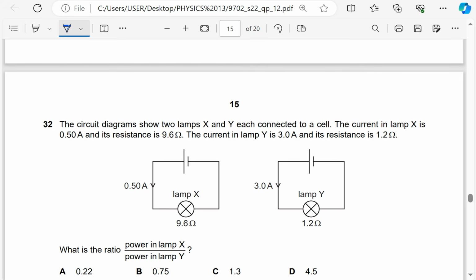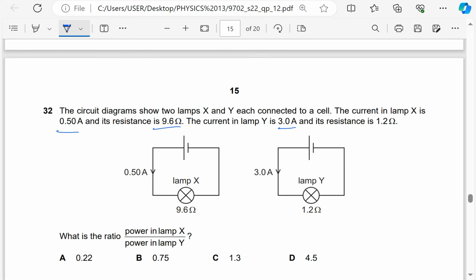The circuit shown in the circuit diagrams show two lamps X and Y, each connected to a cell. The current in lamp X is 0.5 amperes and its resistance is 9 ohms. The current in lamp Y is 3 amperes and its resistance is 1.2 ohms. What is the ratio power in lamp X over power in lamp Y?